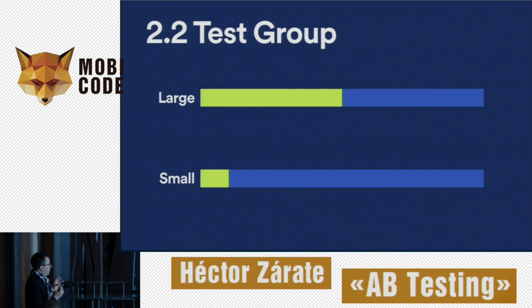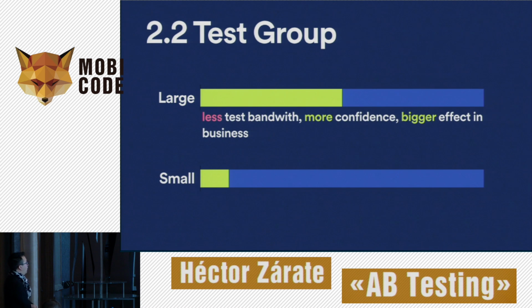Now, how big should the test group be? This is a big question. So you go for a large test group, or you go for a small one. Well, each one has different advantages and they behave differently. So if you go for a large test group, this is what you've got. You have less space to run tests at the same time, but with bigger test groups, you have more confidence in your results. You can trust them more, because if lots of users are behaving in some way, then you're more certain that this is not just statistical noise in your metrics.